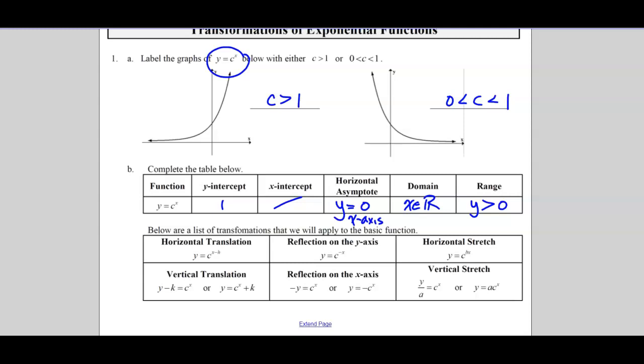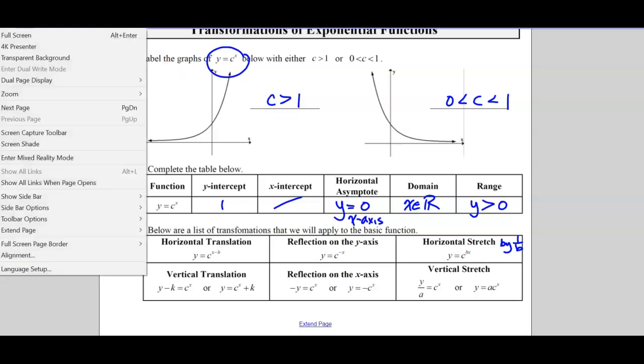Horizontal stretch, x is replaced with bx, so this is a horizontal stretch by 1 over b, when we have that coefficient there. Vertical stretch, replace y with y over a, means we solve for y and get a in front. So if it's in this form, that is your vertical stretch. Because then you have the negative exponent, it's just 1 over c to the exponent, which is the decreasing version. That's right. Yeah.